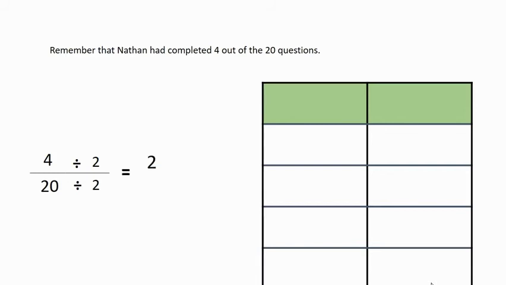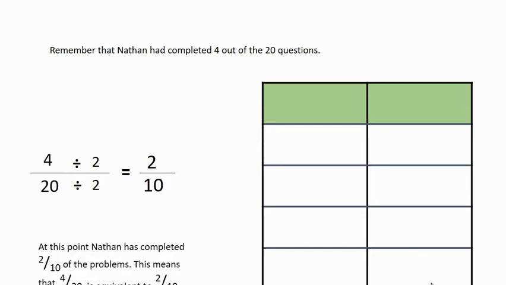And then we're going to have 2, because 4 divided by 2 is 2, and we can see 2 boxes that are shaded. And then 20 divided by 2 is 10, and we can see there are 10 total boxes. So at this point, Nathan has completed 2/10 of his problems, and it also means that 4/20 is equivalent to 2/10.